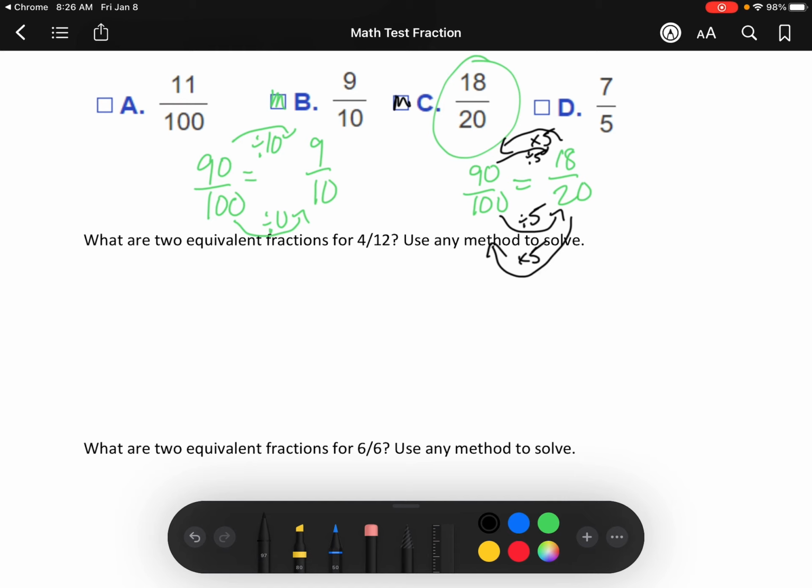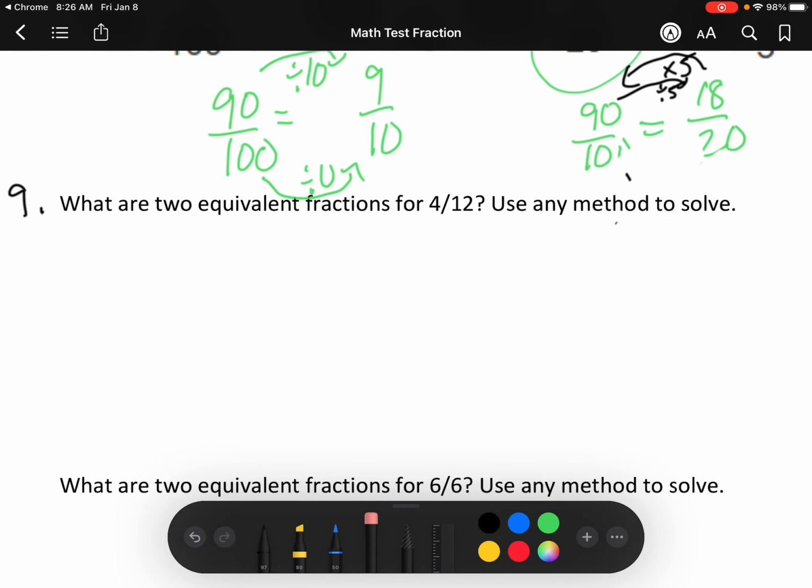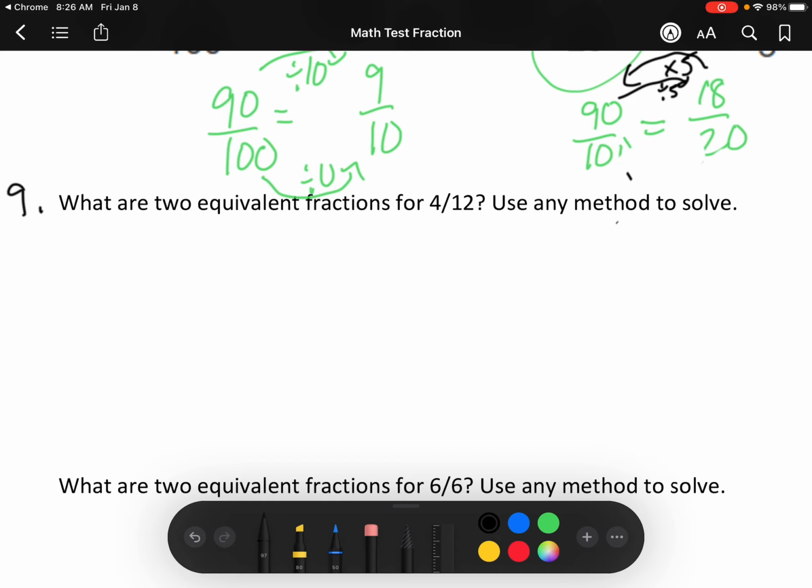Now for number 9, it says, write 2 equivalent fractions for 4/12ths. Use any method. All right, there's many possible answers for this. So what I'm going to do is I'm going to make one larger and one smaller. So I'm going to divide this by 2 because they're both even, so I can divide both of them by 2. 4 divided by 2 is 2. 12 divided by 2 is 6. So that's one equivalent fraction.